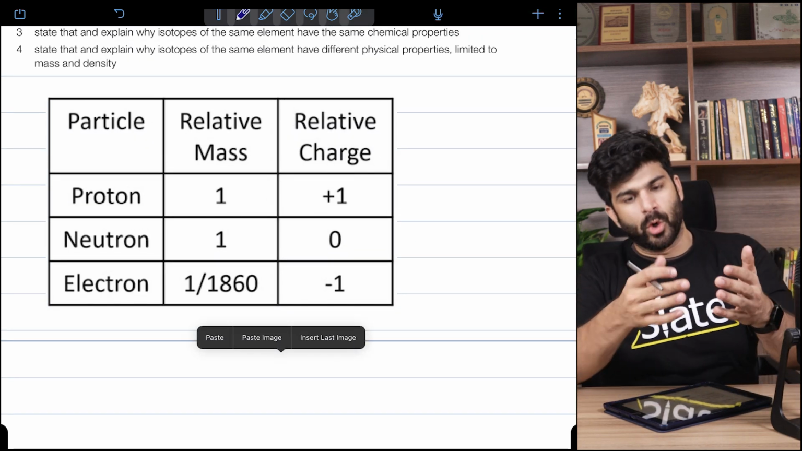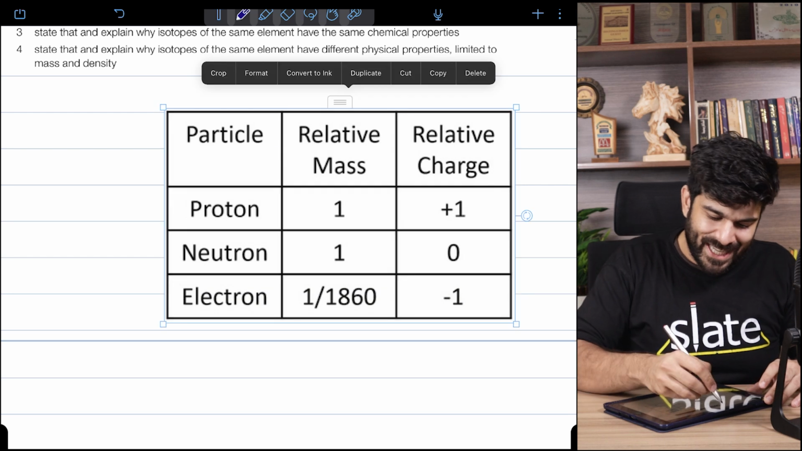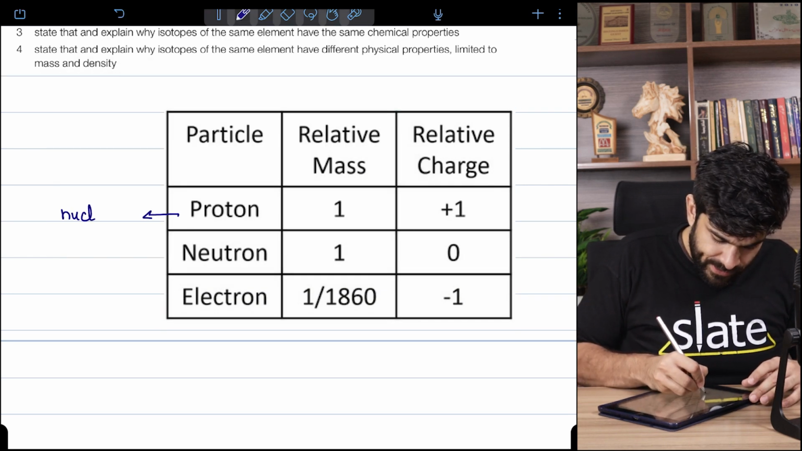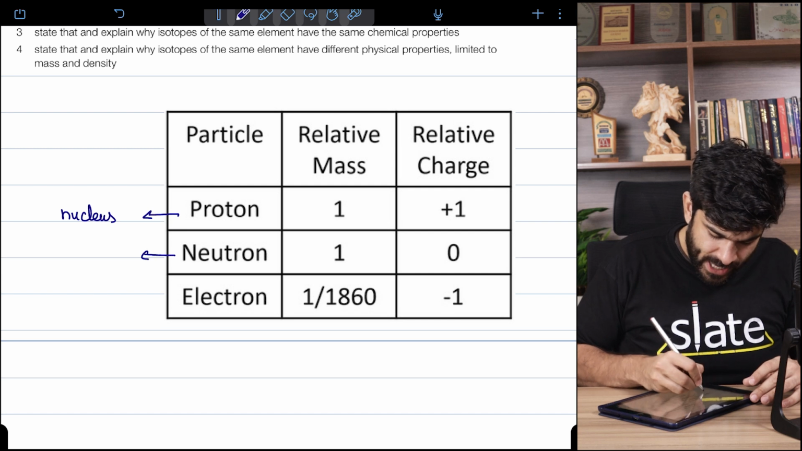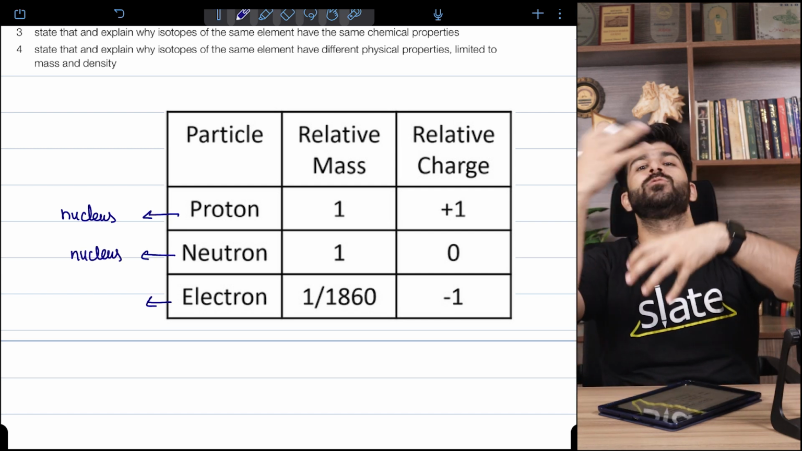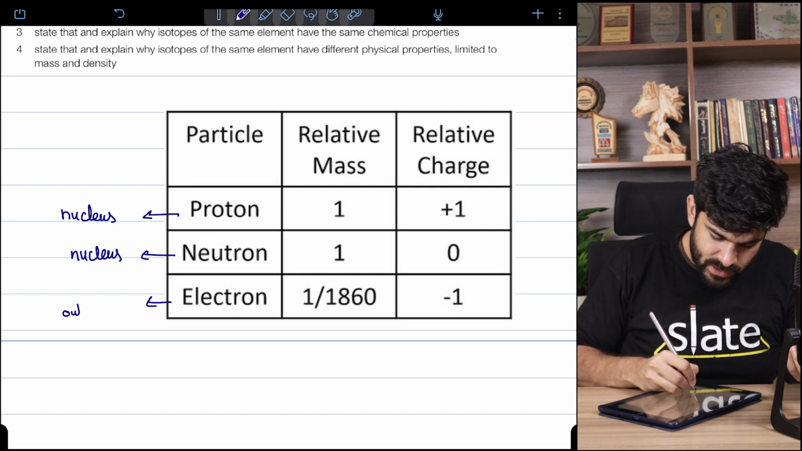So particle is proton. We know where proton is. It is inside the nucleus. Then we know where neutron is. It is again inside the nucleus. And this is electron revolving around the nucleus, outside the nucleus.